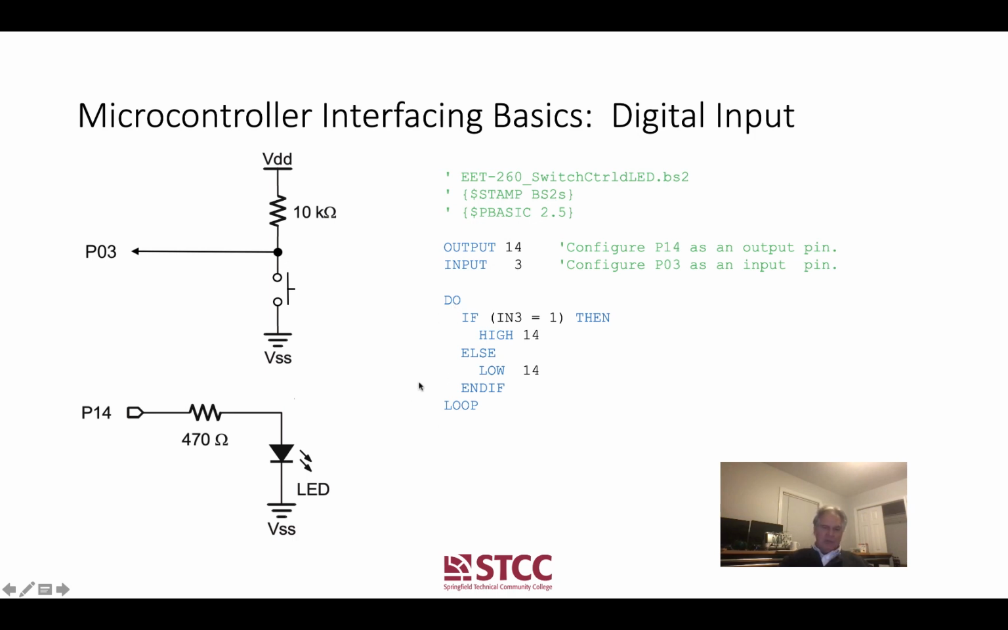Now we have our do loop, and in our do loop we're using an if-then-else statement. If in3 is equal to 1, then high 14, that would mean to turn on the LED. Else, meaning in3 is not equal to 1, it must be 0, then we drive a low on pin 14 and turn off the LED. So as this program runs, the LED should be on all the time until you push the button, then the LED should go off. When you release the button, the LED should come back on.